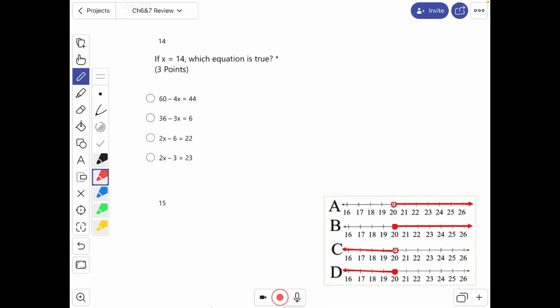Number 14. If X equals 14, which equation is true? So you could solve all those equations and see which one equals 14. Or since they give you answer choices, you can plug in 14 where X is. So let's do it that way. 60 minus 4 times 14. 14 times 4 is 56. So 60 minus 56 would be 4, which is not what they got.